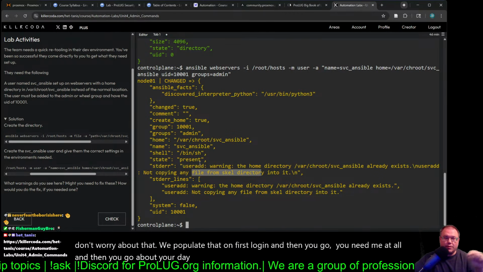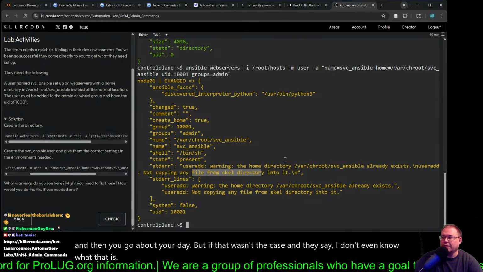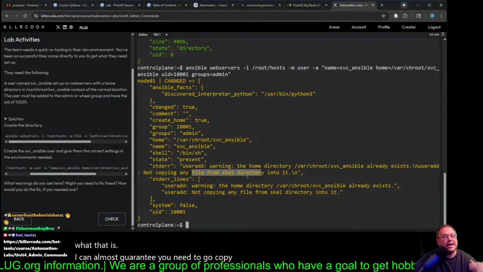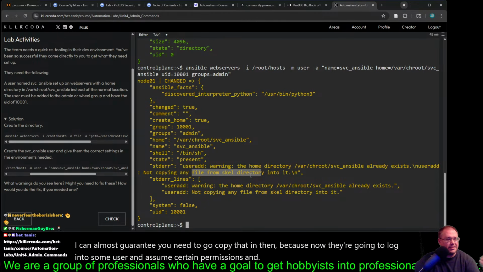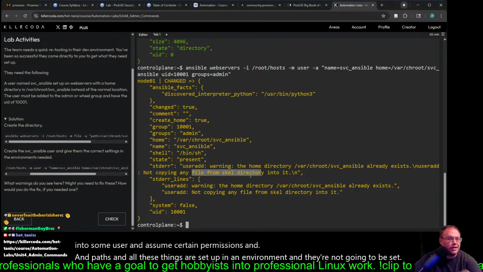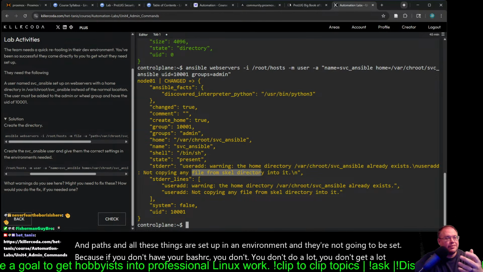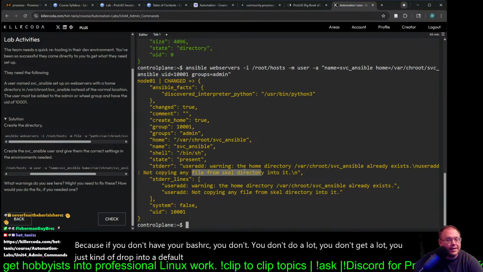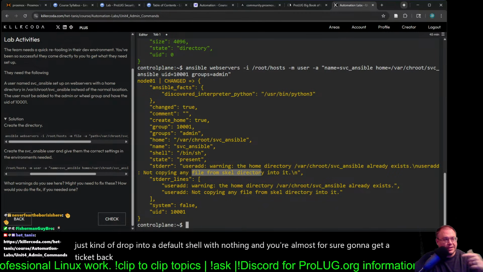But if that wasn't the case, and they say, I don't even know what that is, I can almost guarantee you need to go copy that in then, because now they're going to log into some user and assume certain permissions and paths and all these things are set up in an environment, and they're not going to be set. Because if you don't have your .bashrc, you don't get a lot. You just kind of drop into a default shell with nothing, and you're almost for sure going to get a ticket back in a few minutes when this breaks.